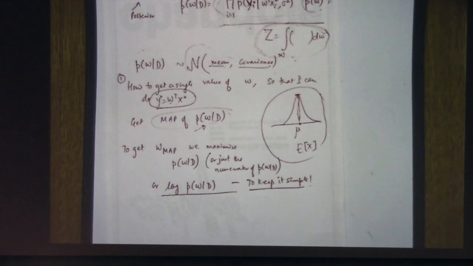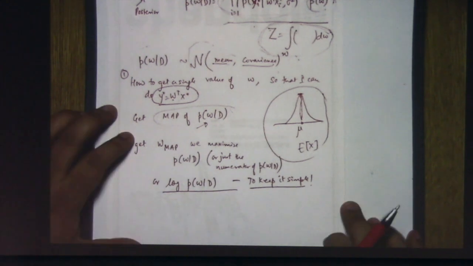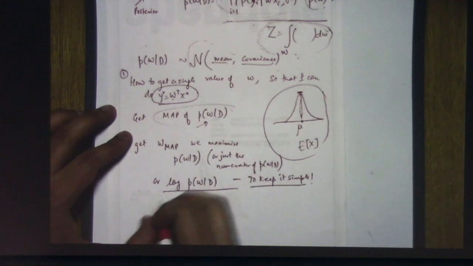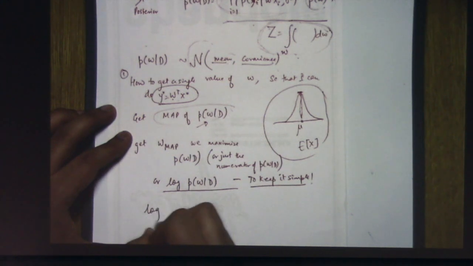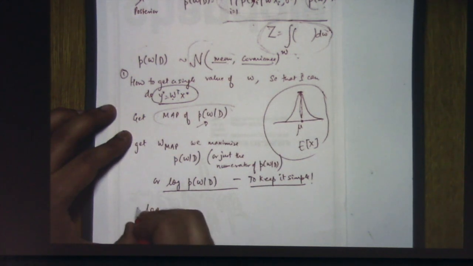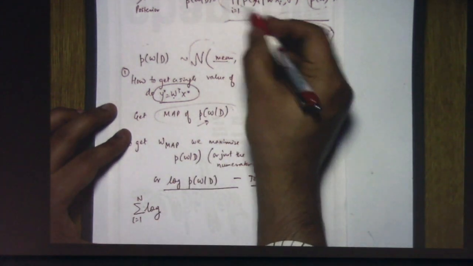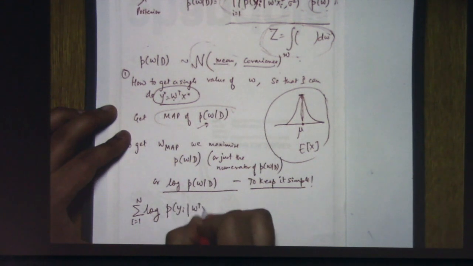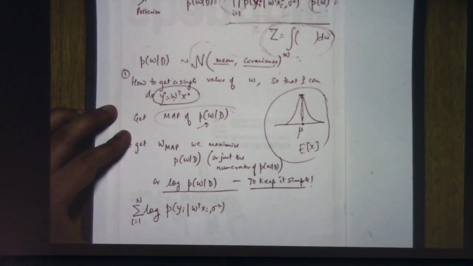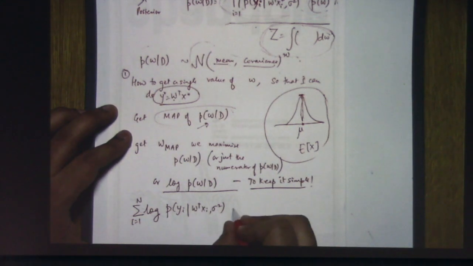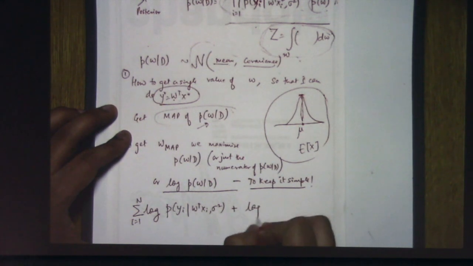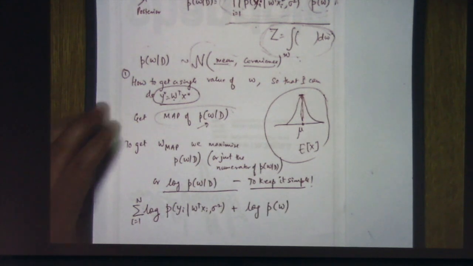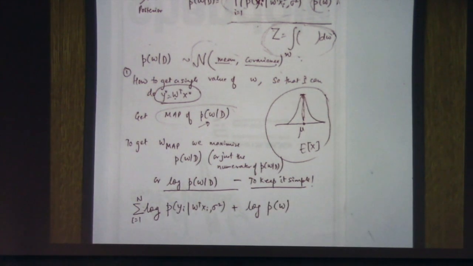Now let's write a little more. So the log of this becomes the summation, i equal to 1 through n, of the log of P(y_i given W transpose x_i, sigma square), plus the log of P(W). This is the prior.